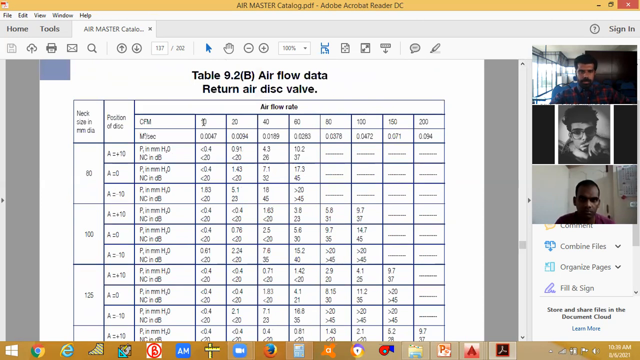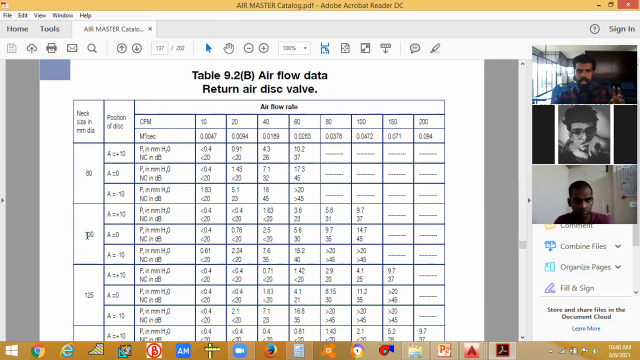You can see the CFM values: 10, 20, 40, 60, 80, 100, 150 and 200 CFM. This is the CFM range. In this case, what was our CFM? 106, right? So this will come in this range. There is no 80 mm size here, so you can choose the diameter 100.